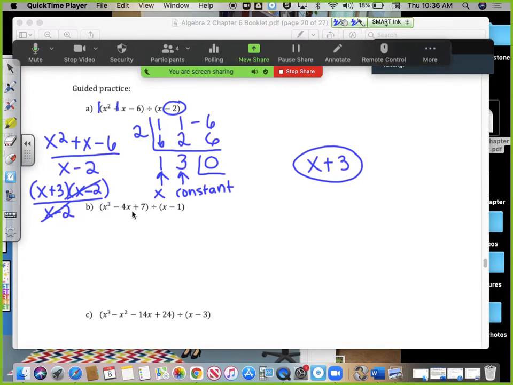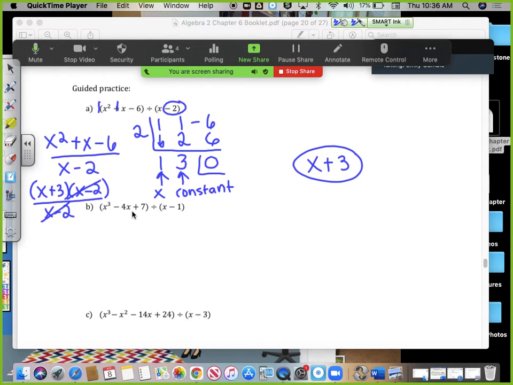And then with a remainder, so plus 4 over whatever we divide it by, which is x minus 1. Cool. So without doing all the long division, we can just do that.